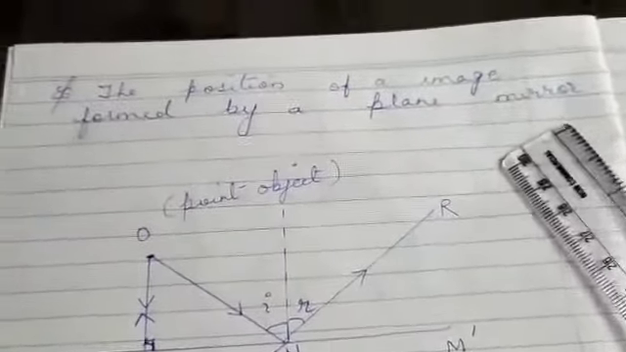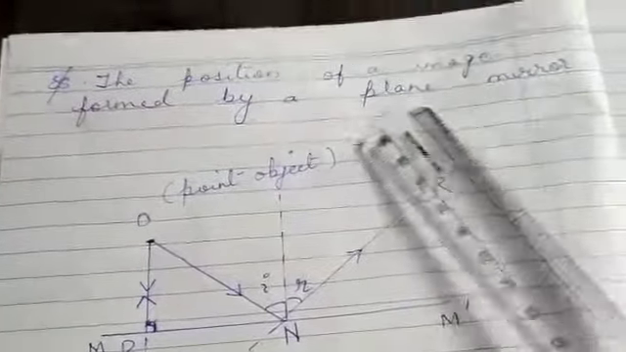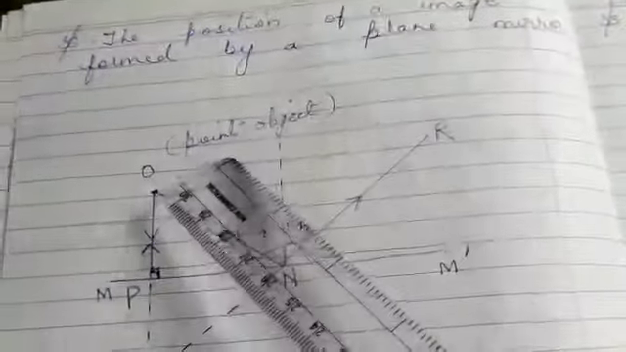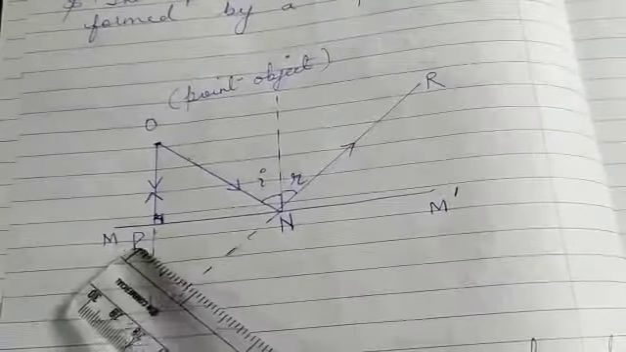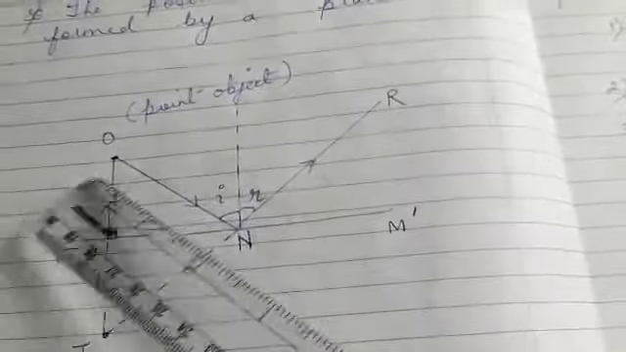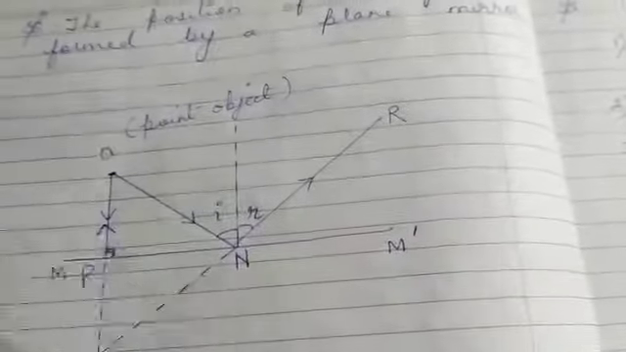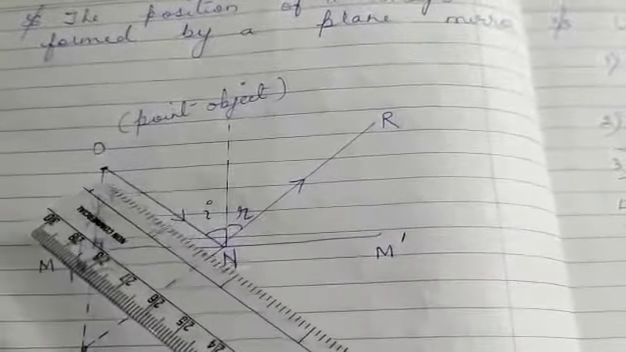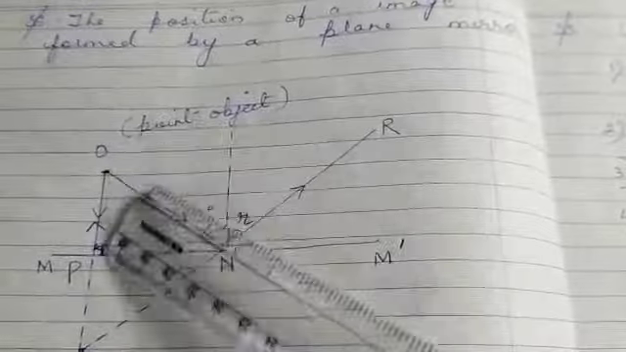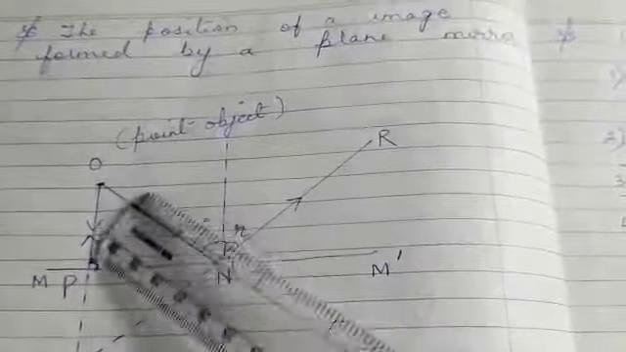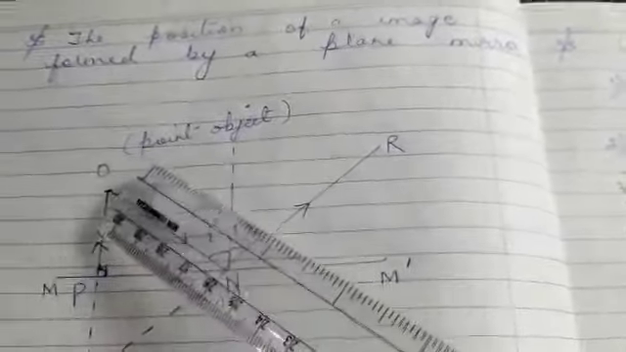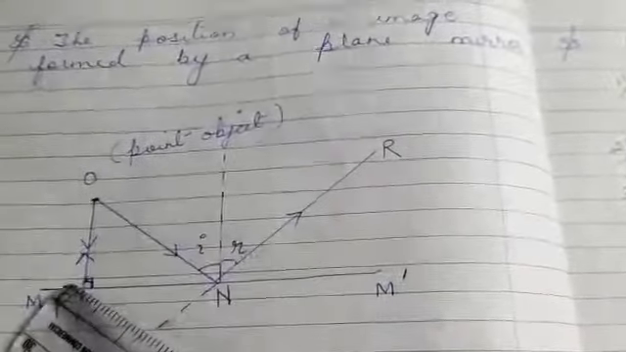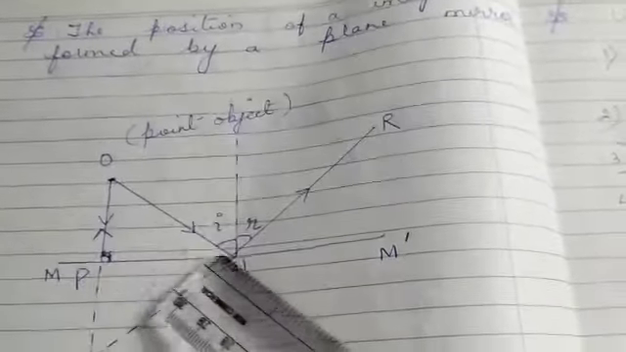Now the next topic we will see is the position of an image formed by a plane mirror. So how does the plane mirror form the position of the image of a point object? Again we will take the mirror M dash, and this is the object, that is the point object. Again two incident rays will fall. Suppose one ray is OP, which falls normally. Normally means making an angle of incidence of 0 degrees with the normal. The second ray is this one.